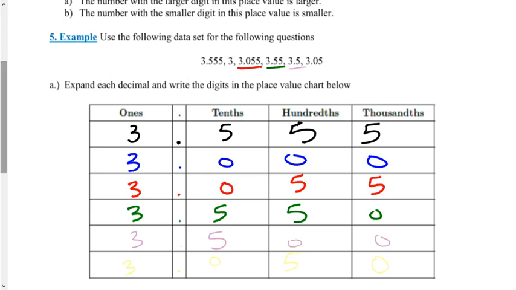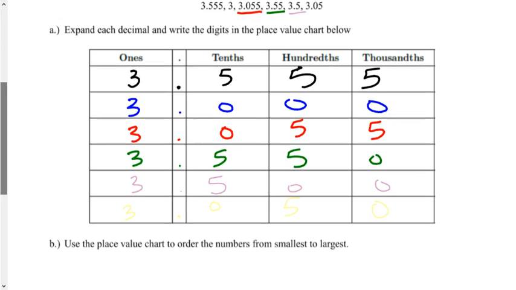Okay, so if we want to compare these and number them from smallest to largest, when we look here, all the ones, those are all the same. So that means we're going to look next over to the tenths place, okay? And we're going to look at the smallest ones in the tenths place.